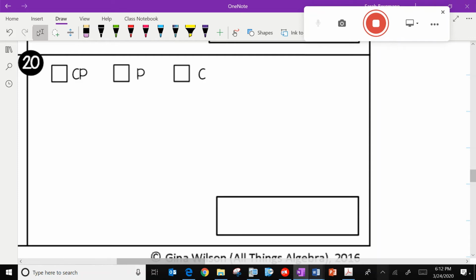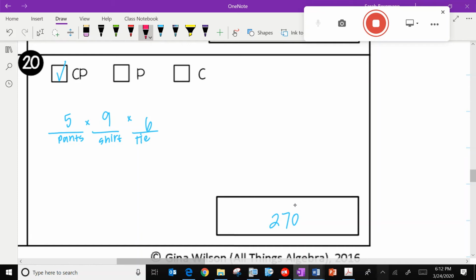Okay, next, the last one, number 20. There are some options. You could do this as a counting principle problem. So our events are choosing pants, choosing a shirt, choosing a tie. There are 5 options for pants, 9 options for shirts, 6 options for ties. That gives us our answer, 270.